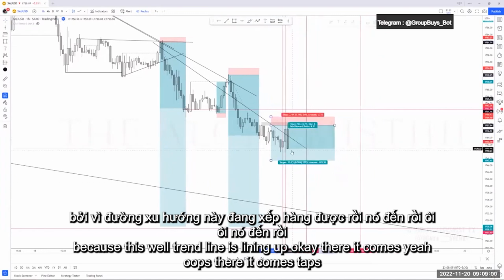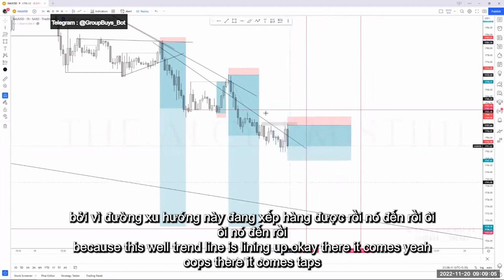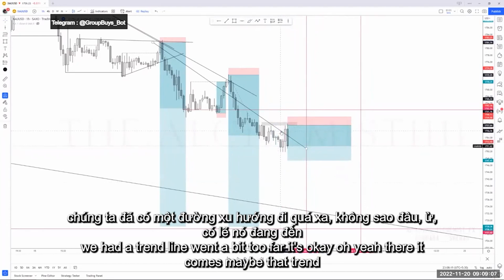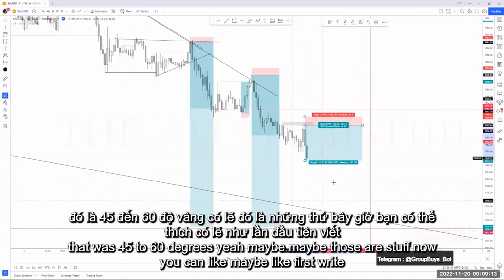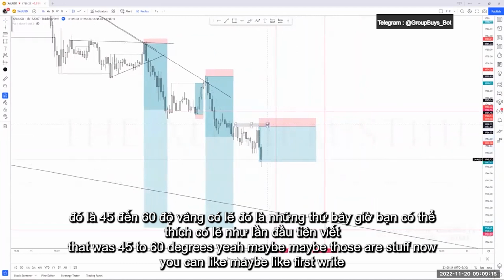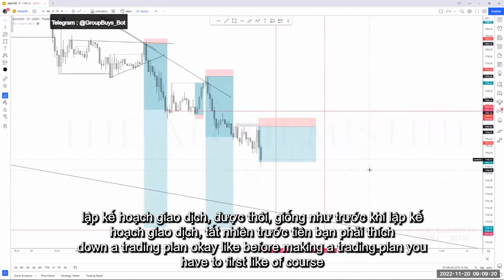Okay, there it comes. Taps. There it comes. Taps. We had a trend line, went a bit too far. It's okay. Yeah, there it comes. Maybe the trend line was not 45 to 60 degrees. Yeah, maybe. Okay, so those are things you can maybe first write down in a trading plan.